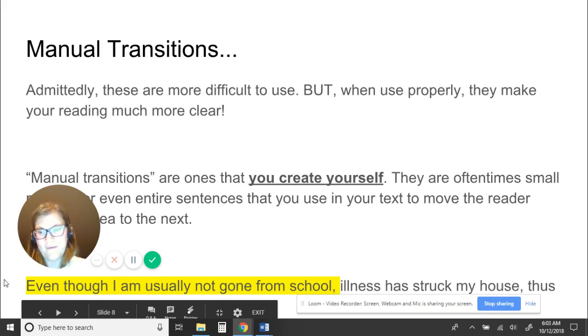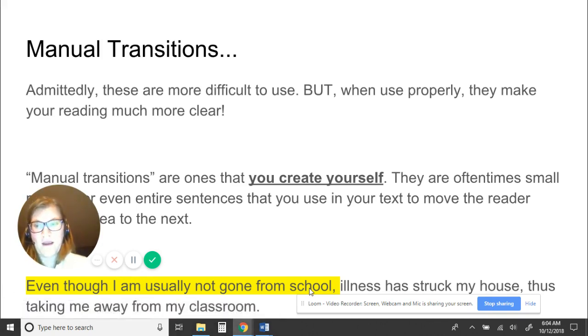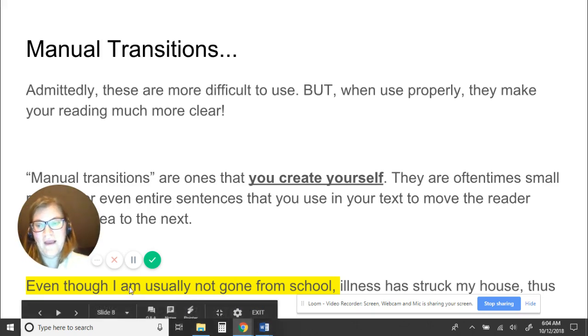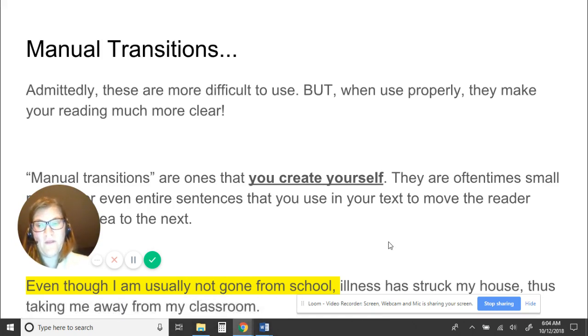So that's a transition. I'm giving you context, I'm giving you more information. Unlike a couple of slides over, where it said "I usually don't leave, I'm usually not gone from school," now I'm giving that whole thing in this phrase. "Even though I am usually not gone from school, illness has struck my house, thus taking me away from my classroom." And if you've been paying attention, you can find the automatic transition that I also used in this sentence.